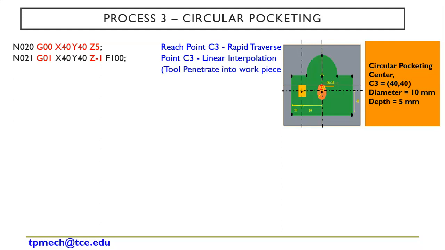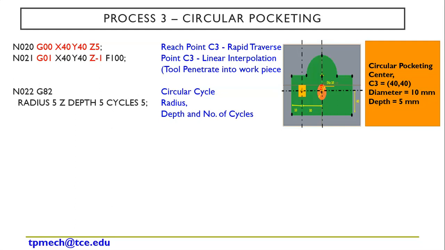So next I'm going to use a circular cycle. The code is G82. The rectangular or square code is 084, and here it is 082. If you type this, it will ask for the radius, depth and number of cycles. So here the diameter is 10, so the radius is 5, depth equal to 5, cycle equal to 5.